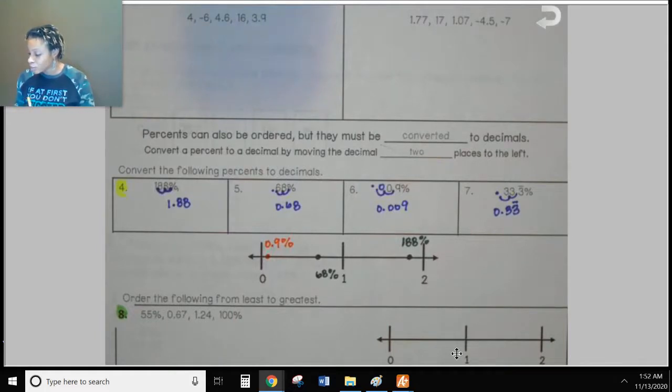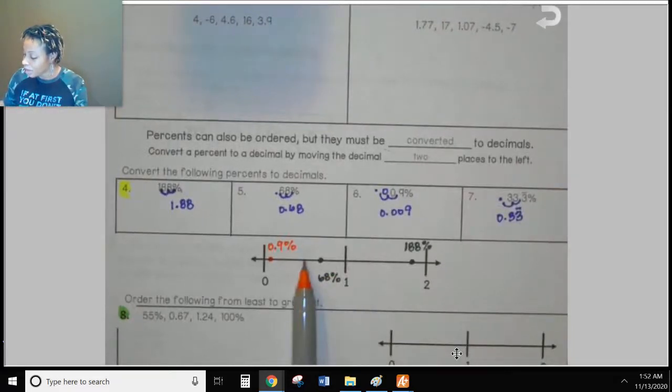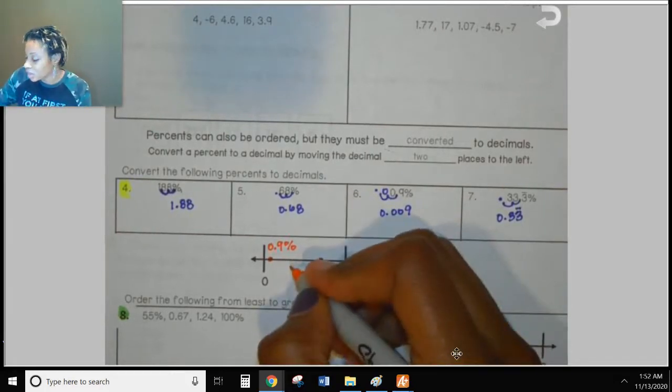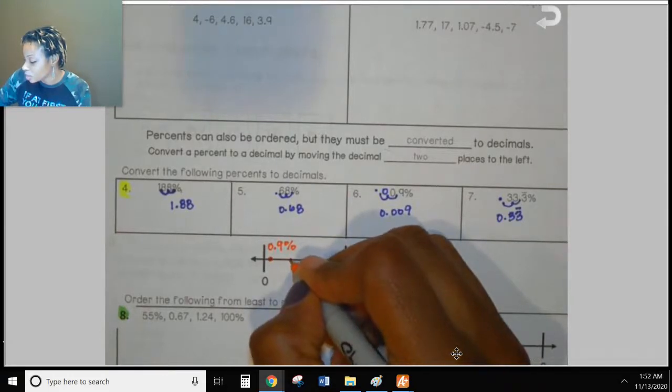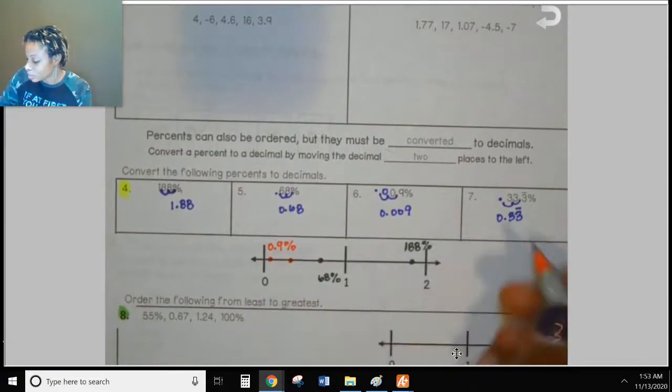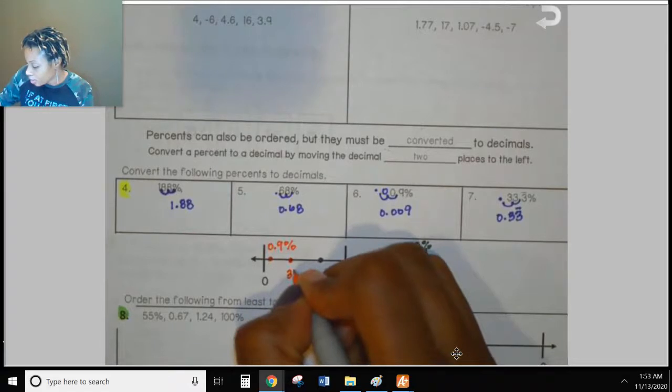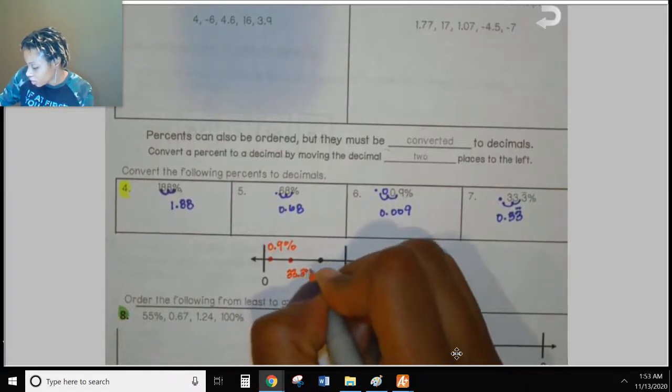And then last we have 33.3%, which we know is less than 1. It is less than 50%. So we would imagine maybe this is our half. It would be about here, not as close to the 0.9%, but not as close to the 68% either. So I'll put that one at the bottom.